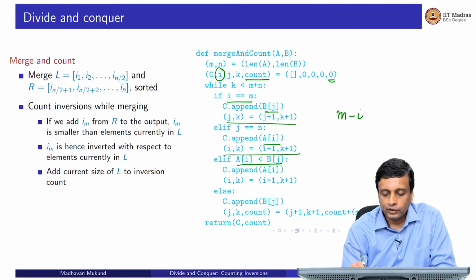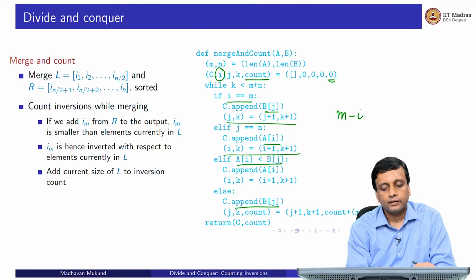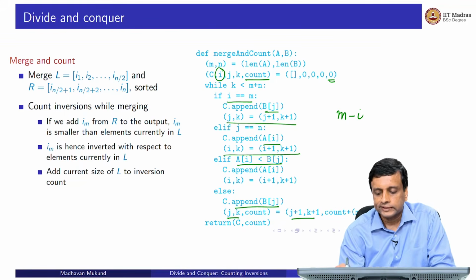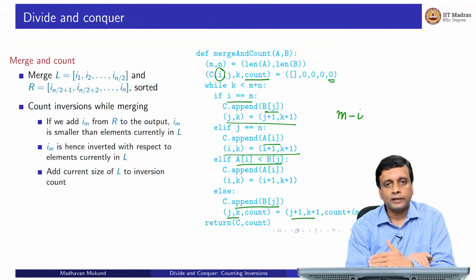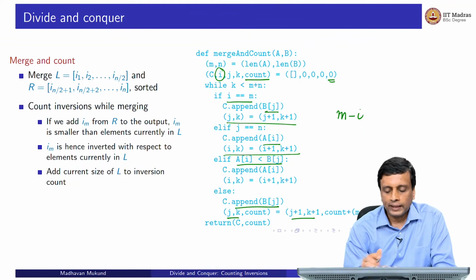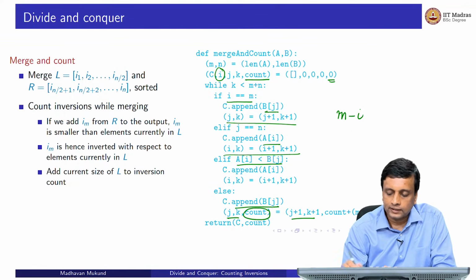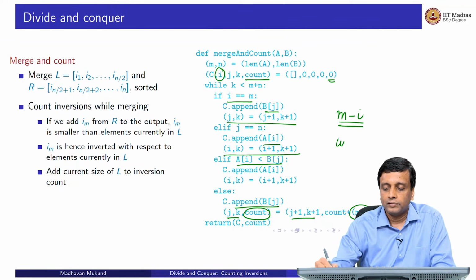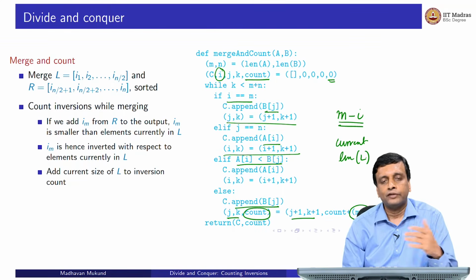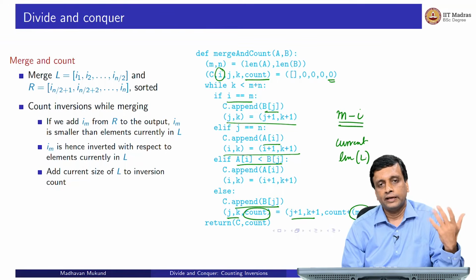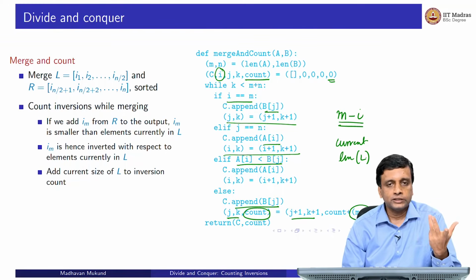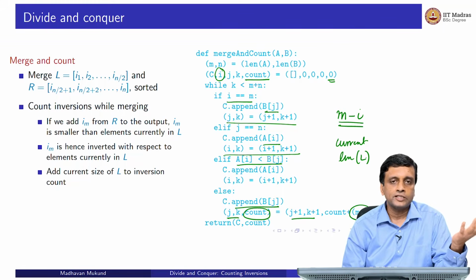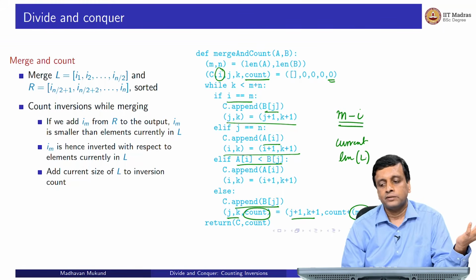But here when I pick something from B, I must not only move the pointers j and k, the respective pointers inside B and C, by 1, but I must also update this count. So I must update the count by m minus i, because m minus i is the current length of L. It is what is remaining in L after I have processed i elements. I am at position i, so 0 to i minus 1 has been processed, so i elements are gone. The remaining m minus i elements are inverted with respect to the current element.